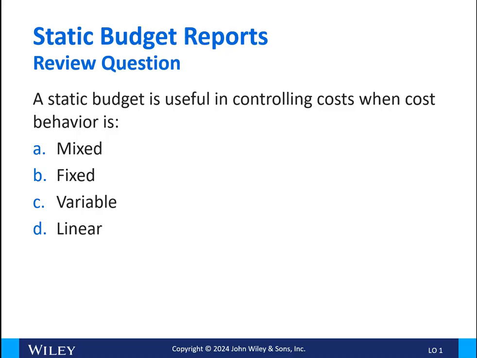Another review question. A static budget is useful in controlling costs when cost behavior is A, mixed, B, fixed, C, variable, or D, linear. We just talked about this. It's when it's fixed.